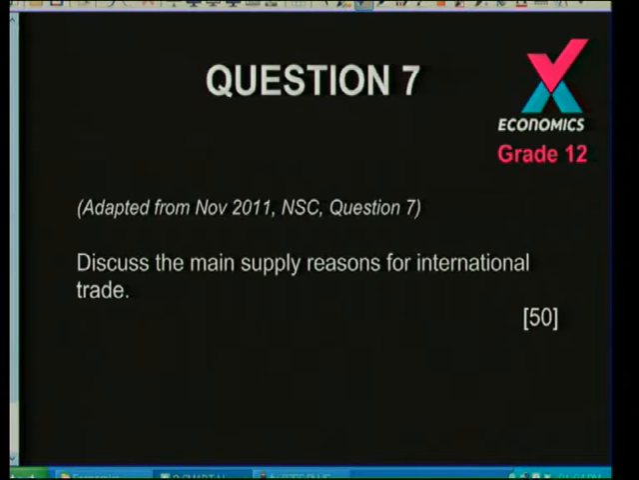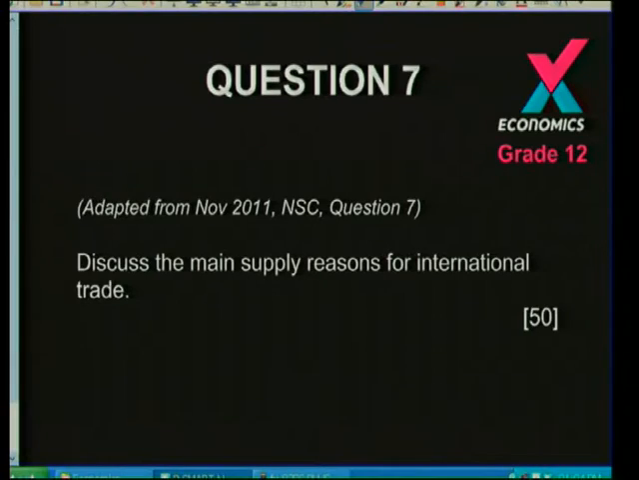Discuss the main supply reasons for international trade. Now this question I see consists of only one part. There's no second part to this question. So the focus will be on supply reasons and international trade. So to start a question like this, it's very important when you write your introduction that you write something about international trade.